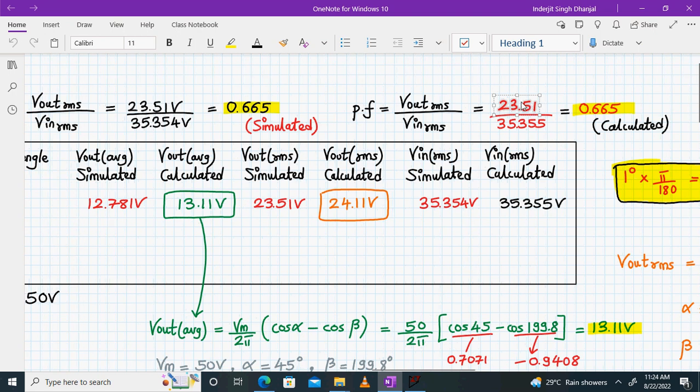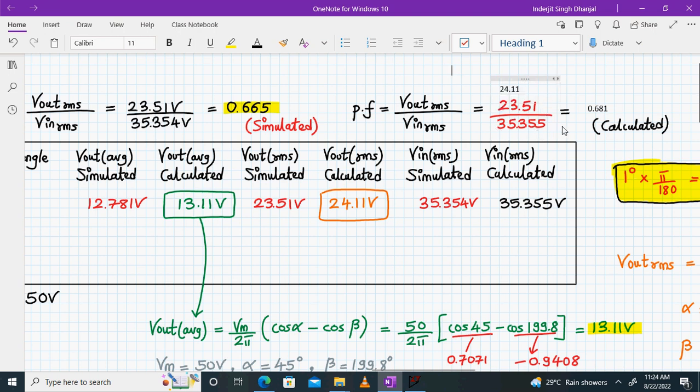Okay, so this won't be coming over here. Let me just add it over here. This value will be 0.681, right? Why? Because this value of V out RMS was substituted incorrectly. That should be 24.11. Instead of 23.51, it will be 24.11.